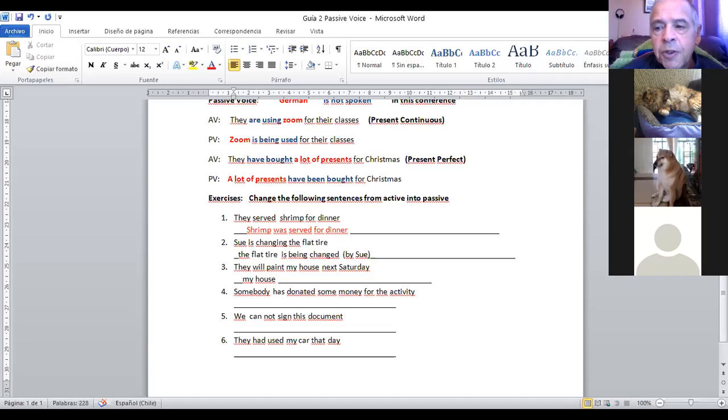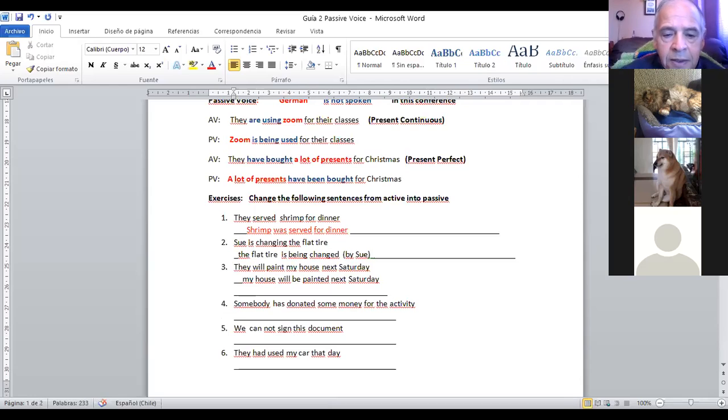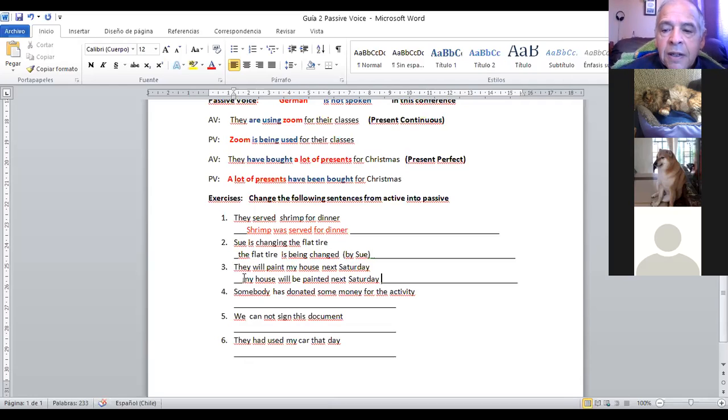What is the formula for the future? The same as modals. Will be. Will be, and the participle. So it's going to be will be, and the participle is a regular verb, painted. My house will be painted next Saturday. In there, it's not important who paints the house. The important thing is that the house is going to be painted, or will be painted, next Saturday.